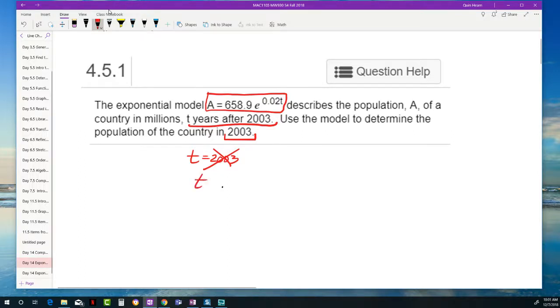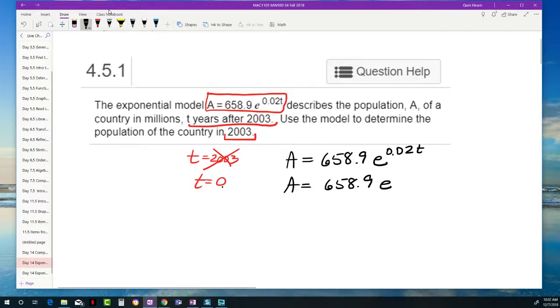So they're really telling us that it's t equals 0. So we're supposed to plug 0 into the formula. A equals 658.9 e to the 0.02 t. So we have A equals 658.9 e to the, now this is 0.02 times 0, which is just going to be 0. But any number to the 0 power is 1. So A is equal to 658.9 times 1. So A is just 658.9.